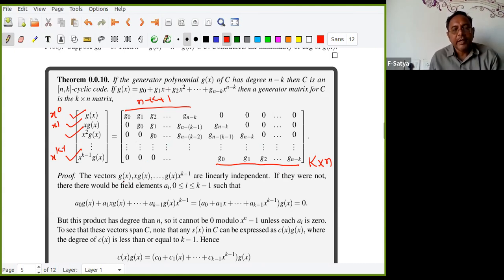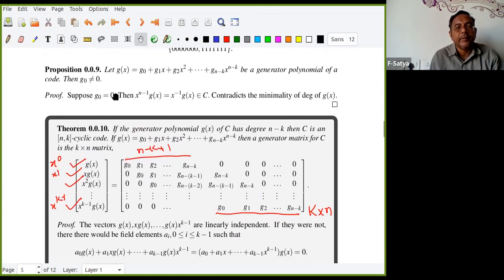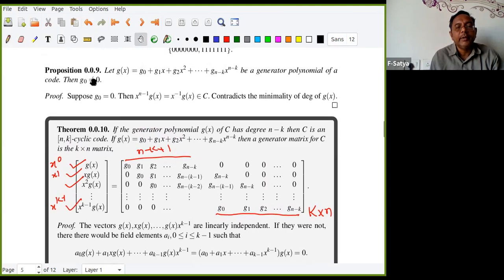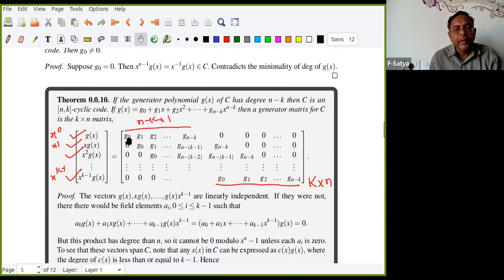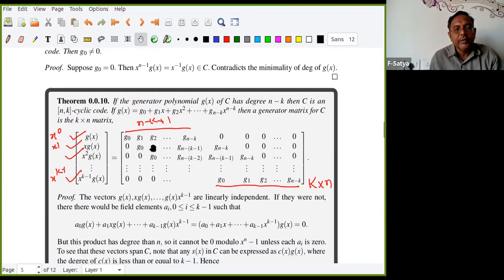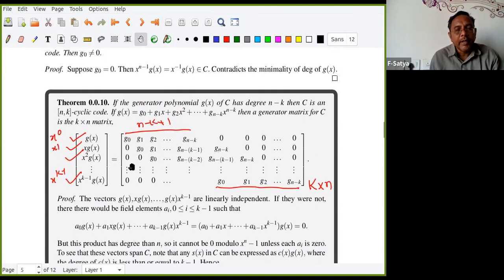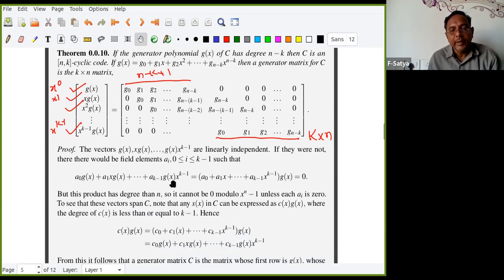First of all, it is easy to see that these vectors are linearly independent. Why are they independent? That is the reason that I took g0 not 0. G0 cannot be 0. Now look at here. Here I have g0, here I have g0, here I have g0. The remaining are 0 right here, because before that, so they are clearly linearly independent. Some sort of identity part is coming with rows, right? So clearly they are linearly independent.